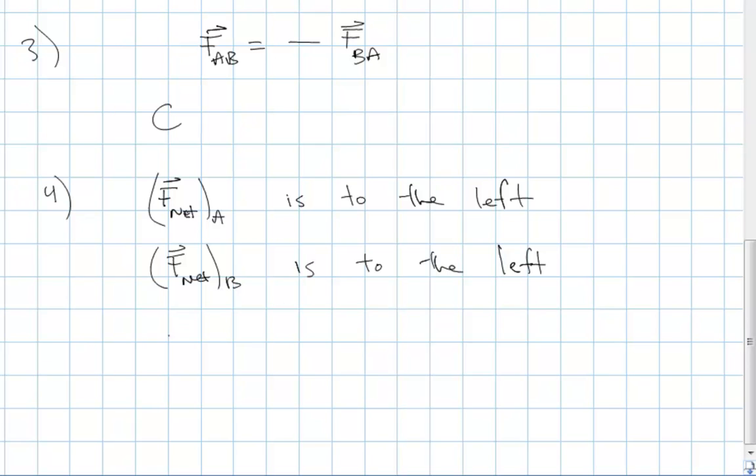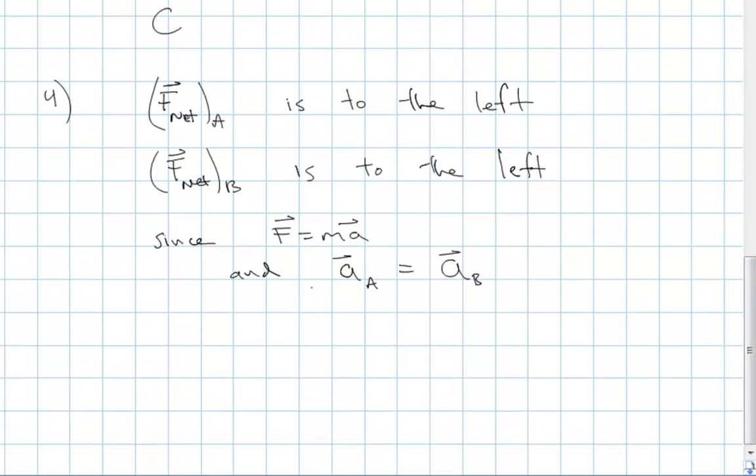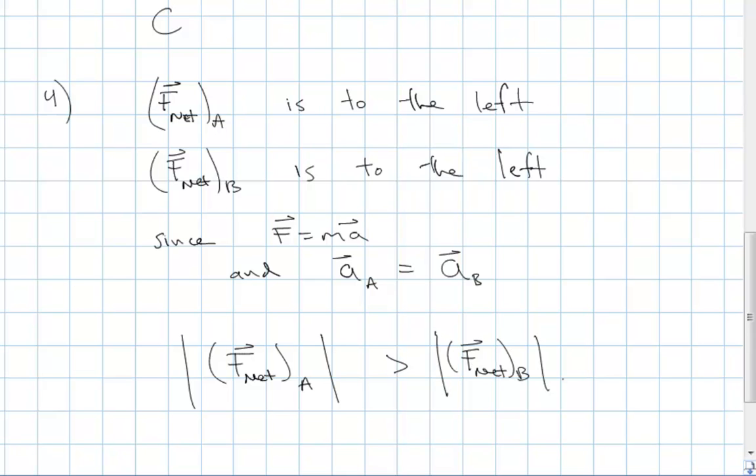Since F equals ma, and the acceleration is the same for both blocks, the acceleration of A is equal to the acceleration of B, then the mass is going to determine which one experiences a larger force. So the net force on block A, the magnitude of the net force on block A, must be greater than the magnitude of the net force on block B. The answer would be D.